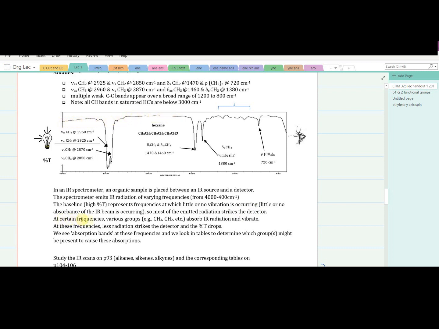At certain frequencies, various groups like methyls and methylene groups absorb infrared radiation and they vibrate. At these frequencies, less radiation strikes the detector and the percent transmittance drops. So we have absorption bands where parts of the molecule vibrate in response to the absorbed infrared radiation. We see the absorption bands at these frequencies, then we look at tables to determine which groups might be present to cause these absorptions. So let's look at a sample table.